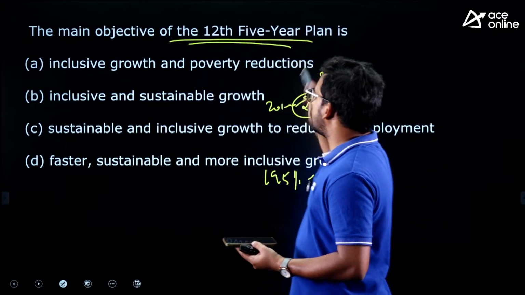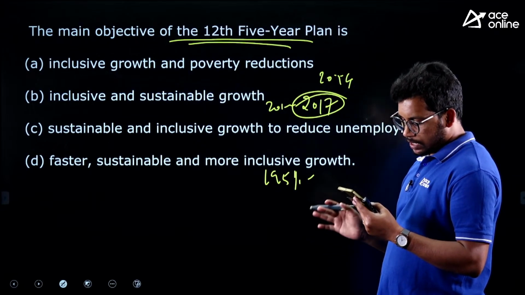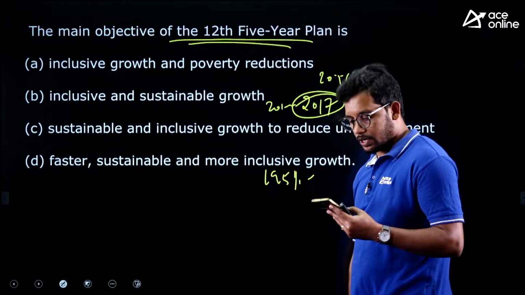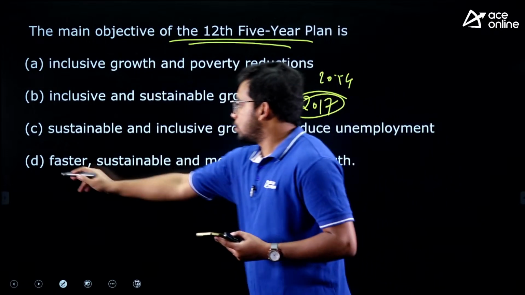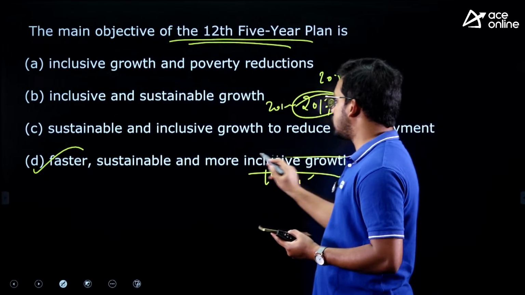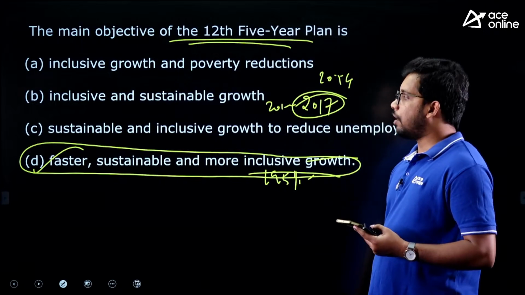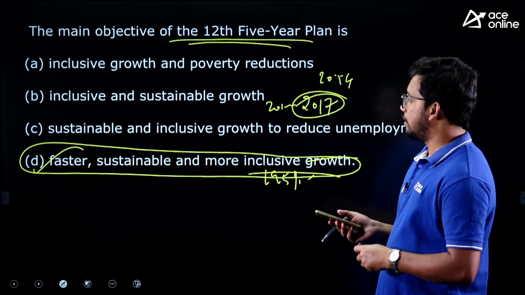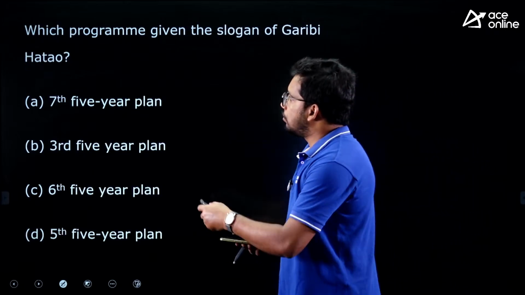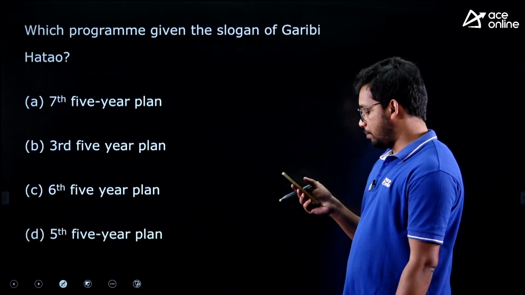So what is the main objective of the 12th 5-year plan? Yes, Jahnavi, Inforeader and Syed Alam, all three of you are correct. So this is D. Faster, sustainable and more inclusive growth is the theme of the 12th 5-year plan, right? So that is the fact. You need to remember this is a mere fact.